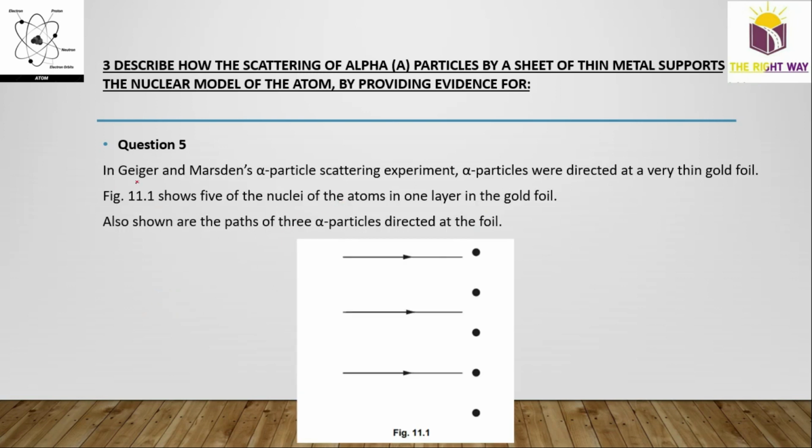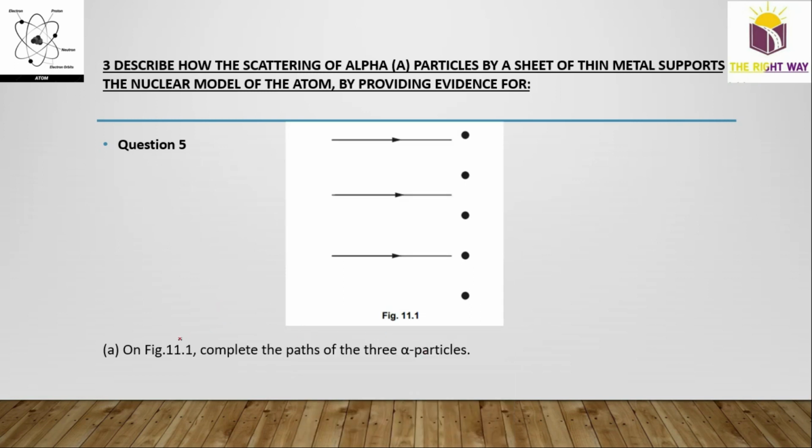In Geiger and Marsden's alpha particle scattering experiment, alpha particles were directed at a very thin gold foil. Figure 11.1 shows 5 of the nuclei of the atoms in one layer in the gold foil. This is your gold foil, of which 5 different nuclei are shown. It also shows the path of the 3 alpha particles directed toward the foil. 3 alpha particles are coming toward this foil. On figure 11.1, complete the path of these 3 alpha particles.